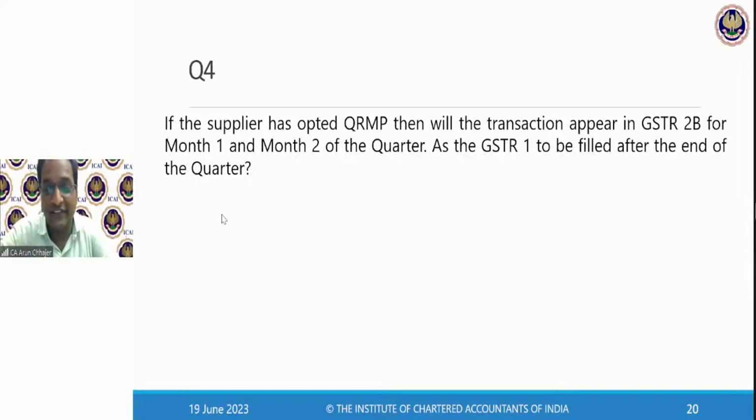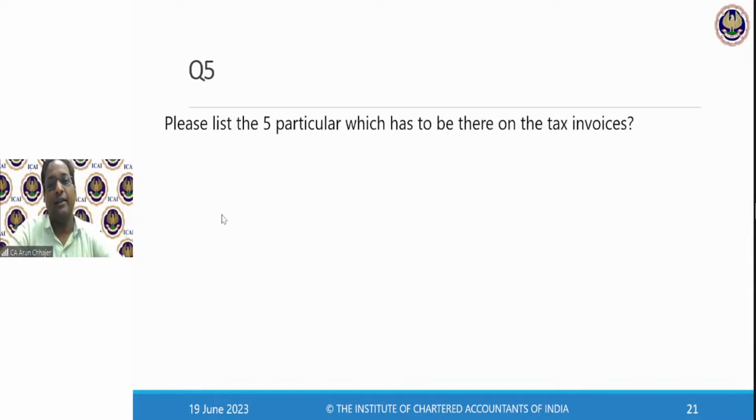IFF, invoice furnishing facility. Yes, it is possible. If the supplier files through IFF, supply report through IFF, yes, possible. It can be reported as a B2B transaction even for a QRMP taxpayer.